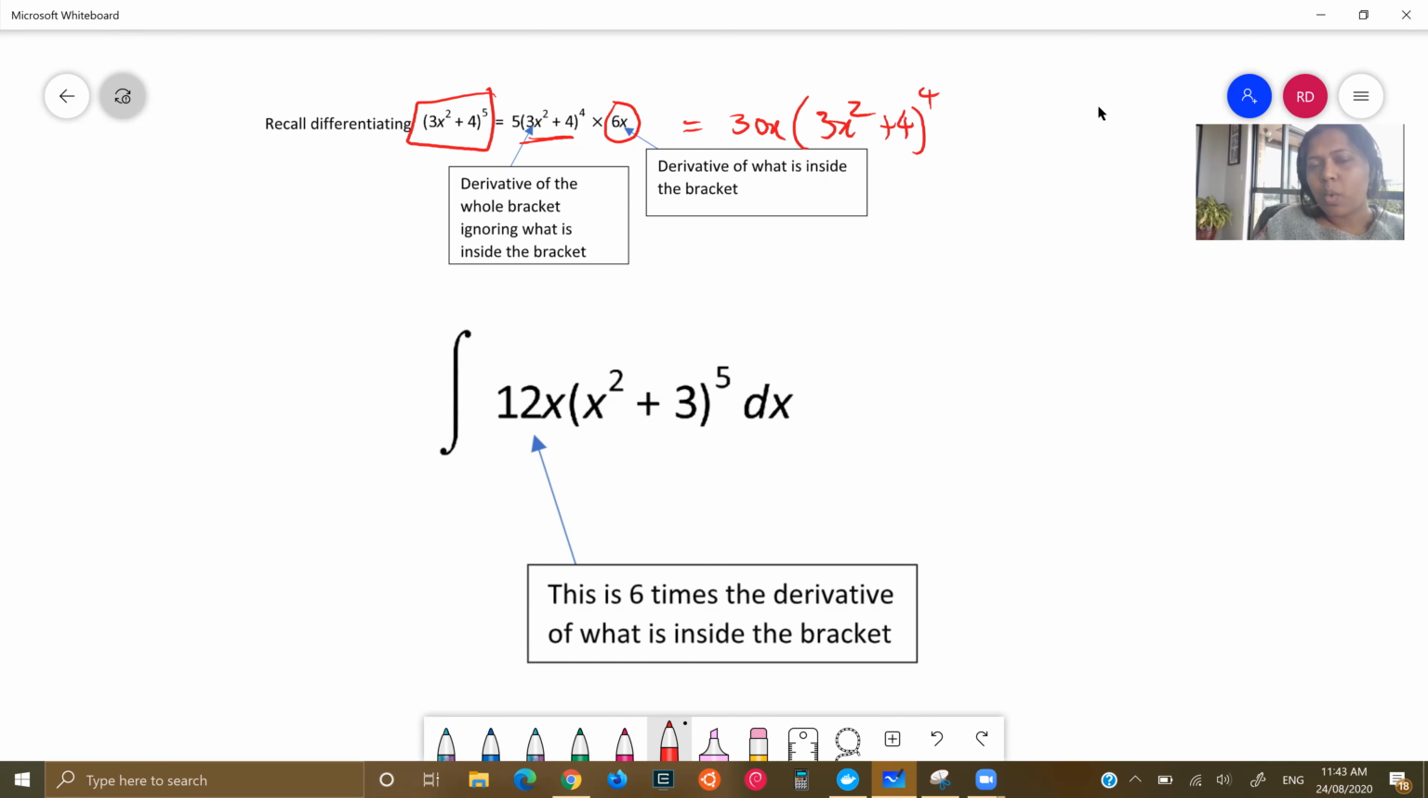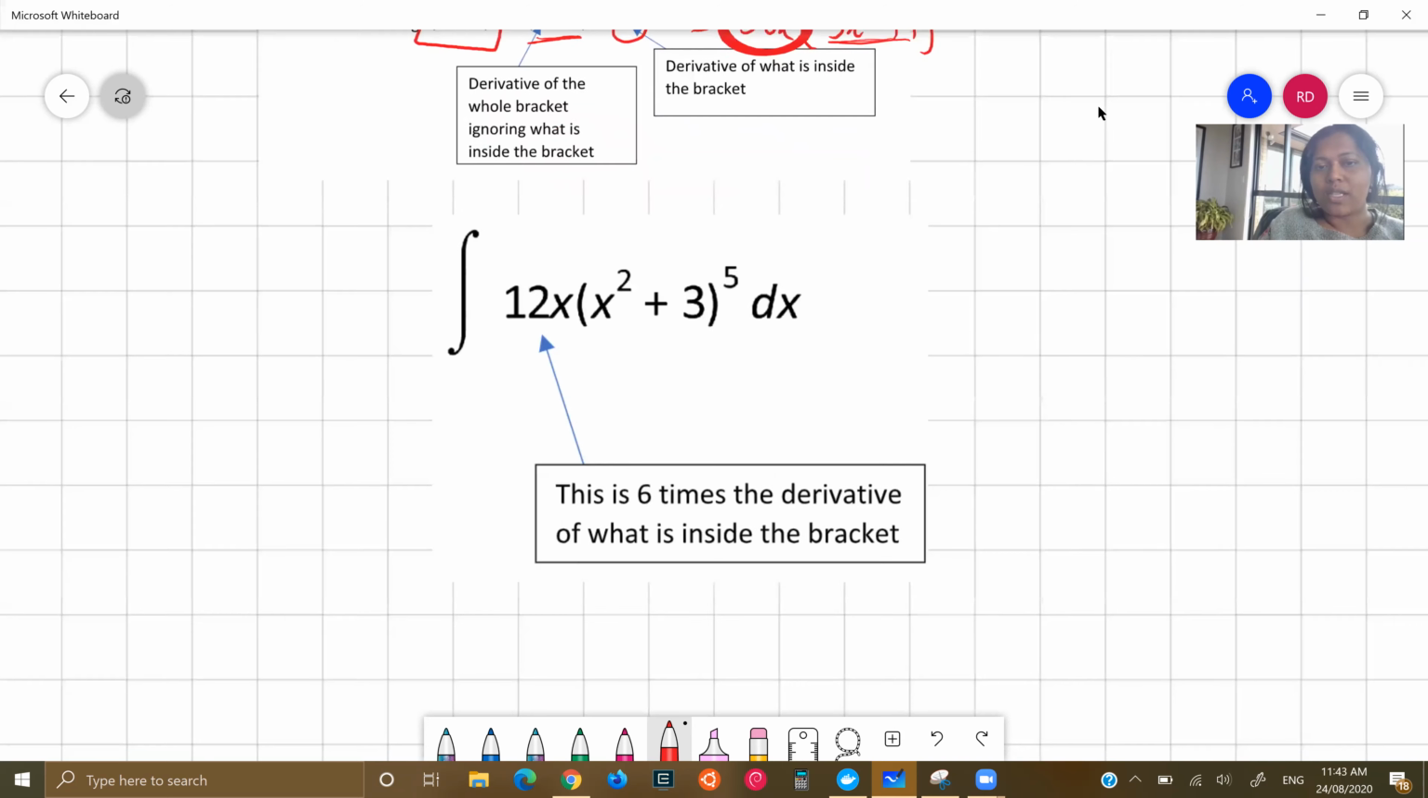Okay, so what we have here is a multiple of the derivative of what's inside. Although you've got two products here, what's in front is the derivative of what's inside the bracket. And so when that happens, we apply the reverse chain rule. So let's look at this example here.